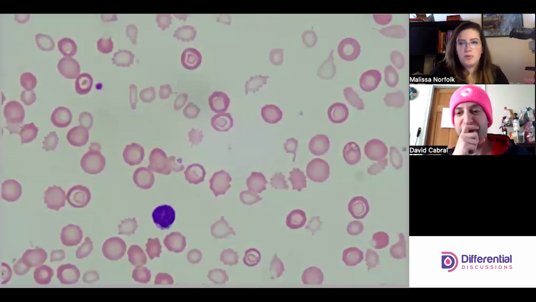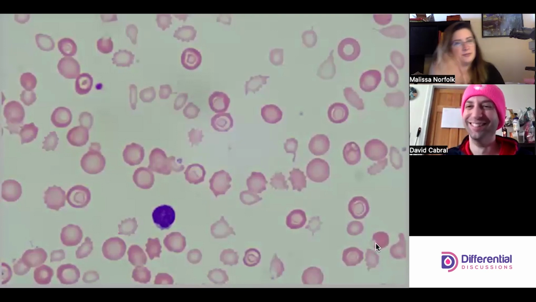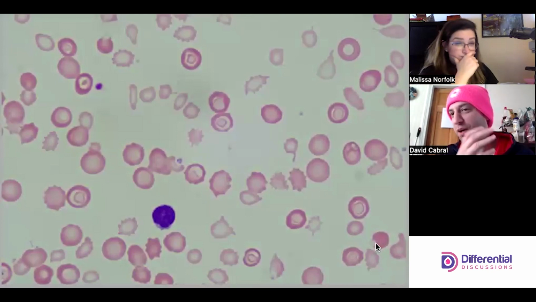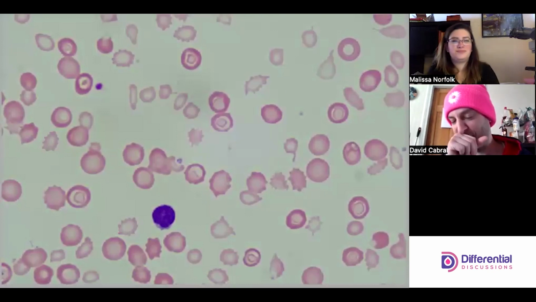The other thing that I want to point out is this cell here. It looks like a normal cell too, so I'm wondering if it's an artifact. But it looks almost like there's a Heinz body or something. Yeah, exactly, a bite cell right there. But it's one of the normal cells. So there could be some kind of weird things going on here. Excellent, I'm glad you brought that up.